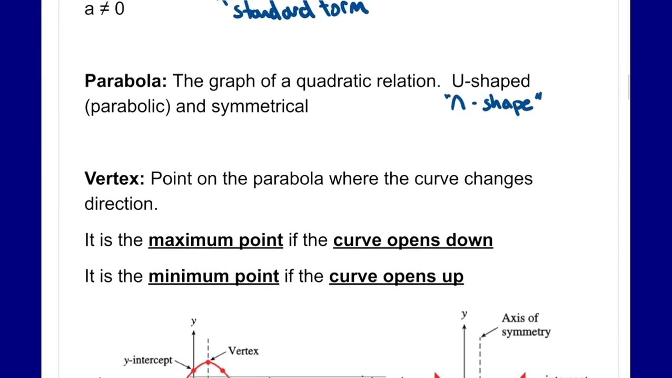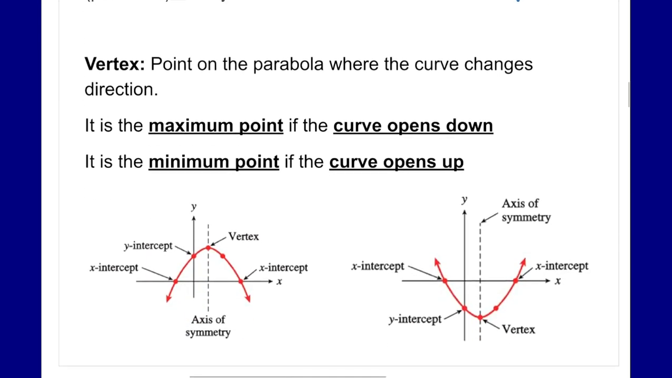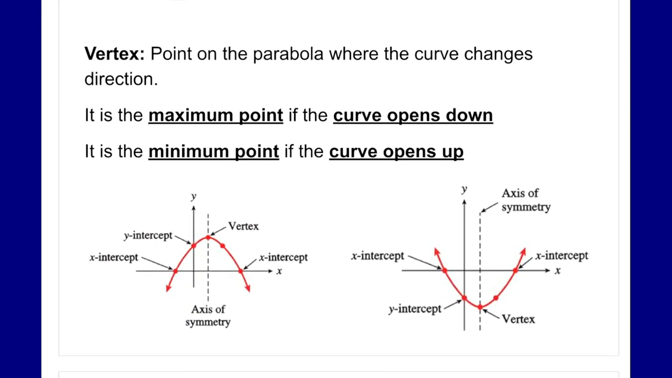Some of the key features: it does have what we call a vertex, and a vertex is the point on the parabola where the curve changes direction. It could be one of two situations, and we can see it here. This is what our quadratic relation could look like. It could look like this N shape, where the curve is opening down, or this U shape to the right, where the curve is opening up.